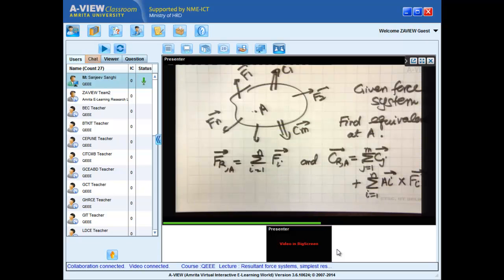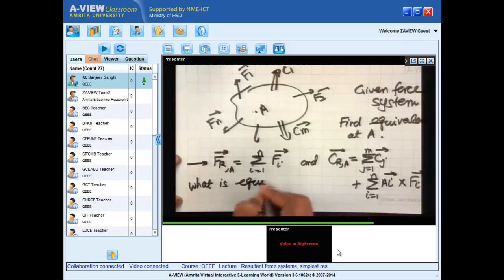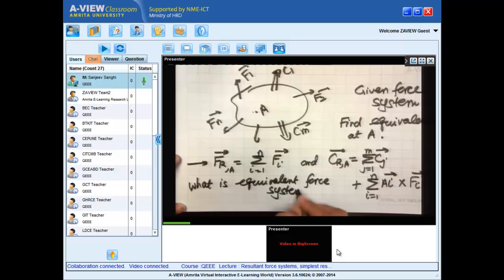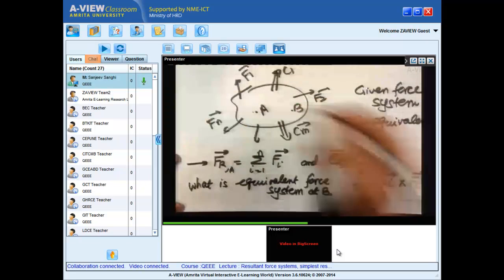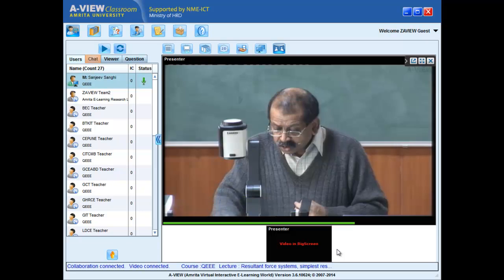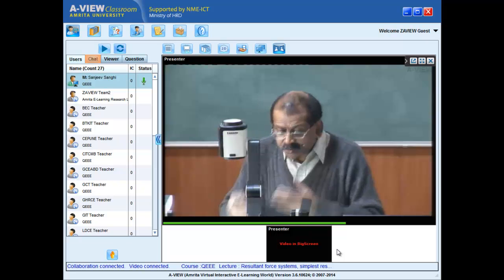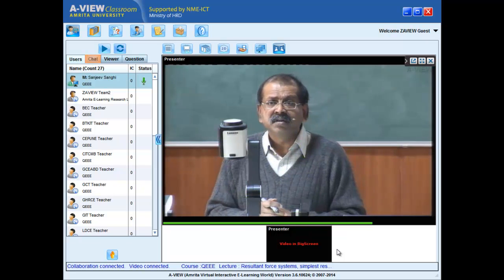Now, given this, what is the equivalent force system at point B? So there's another point B. I have to find the equivalent force system at point B. Do I need to do all these summations again, or can I use my result obtained earlier?